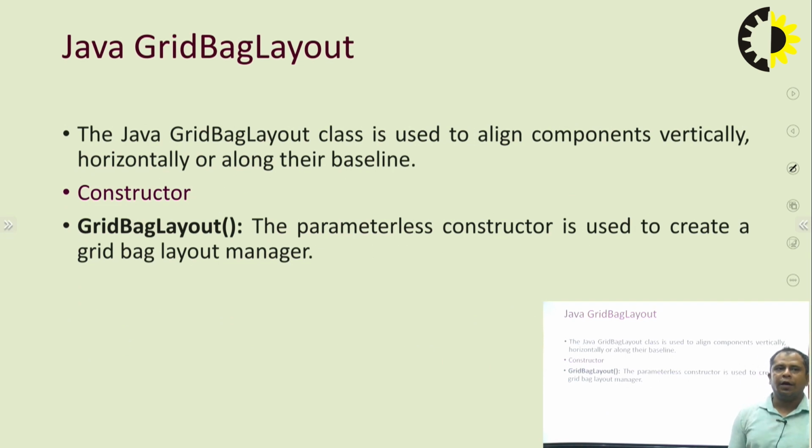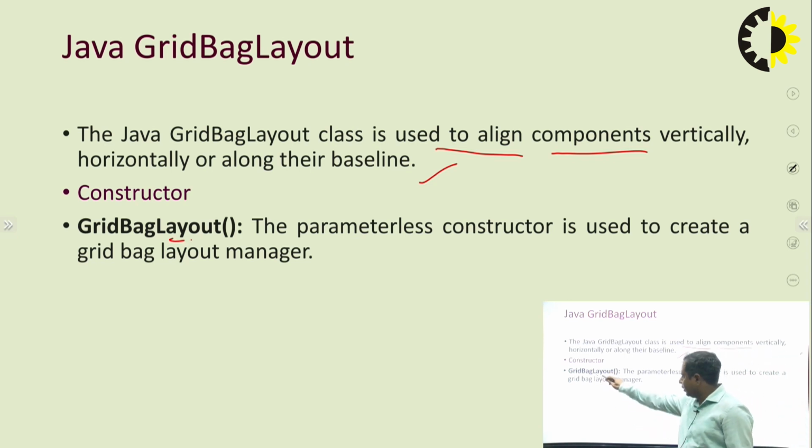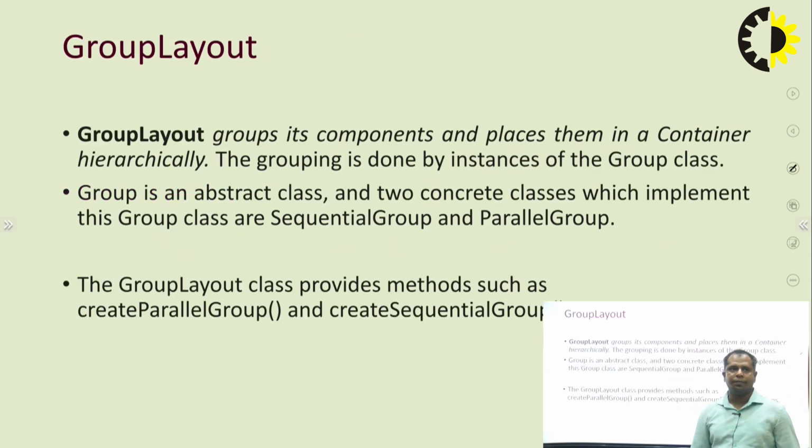Java grid bag layout class. The Java grid bag layout class is used to align components vertically, horizontally, or along their baselines. The constructor of grid bag layout is the default constructor, which is parameterless. The parameterless constructor is used to create a grid bag layout manager.